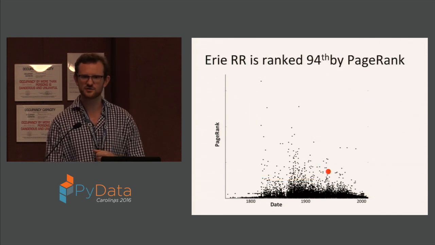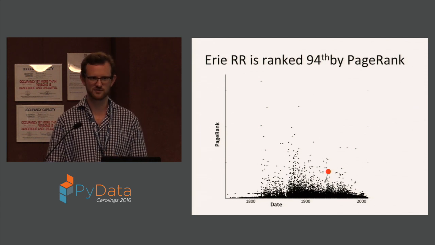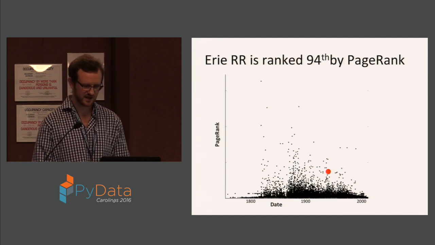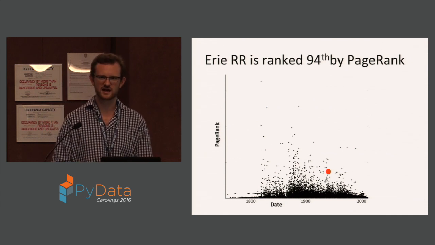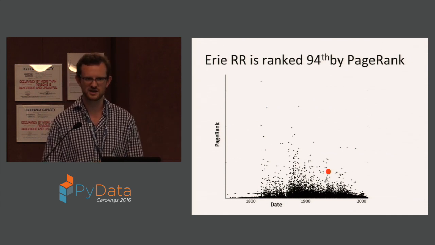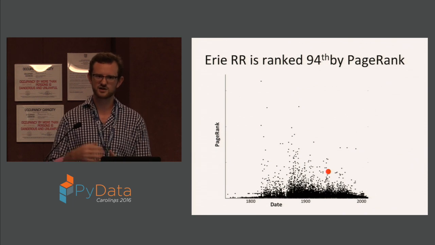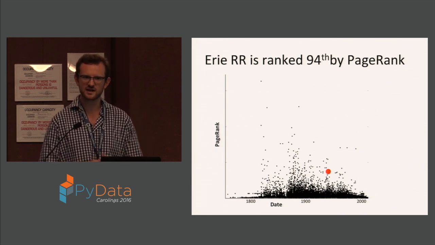So here's the Erie Railroad case, for example, that was marked important by closeness centrality. It was ranked 94th. So PageRank said, yeah, it's important. Remember, there are 30,000 nodes, but it didn't rank it in the top 10. So PageRank and closeness centrality are getting at different things.